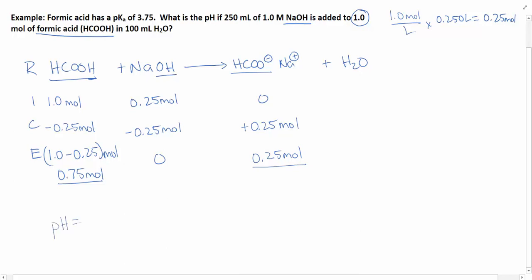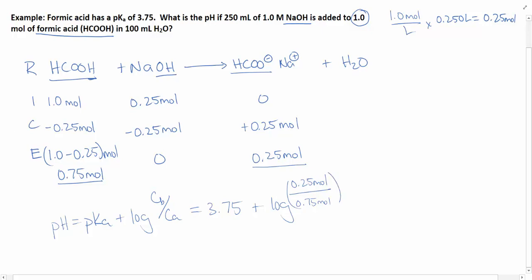So now we can say the pH is equal to the pKa plus the log of the moles of conjugate base over the moles of conjugate acid. The pKa is 3.75, so this is equal to 3.75 plus the log of our base, which is 0.25 moles, over our acid, which is 0.75 moles.